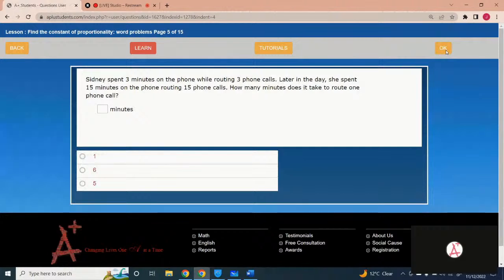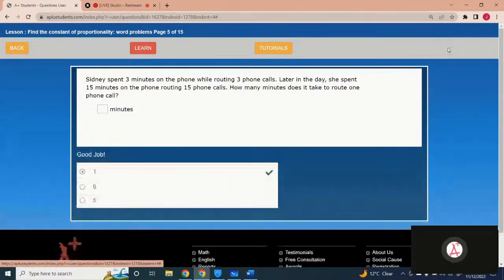Okay, the next one is Sydney spent 3 minutes while routing 3 phone calls. Later in the day, she spent 15 minutes on the phone routing 15 phone calls. How many minutes does it take to route one phone call? Very good. It takes just 1 minute. Divide 3 divided by 3 and 15 divided by 15. So both of them have the constant value, that is 1. Got it?